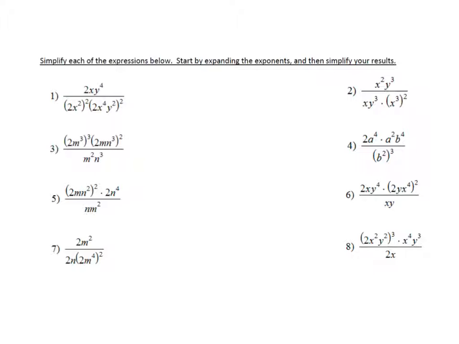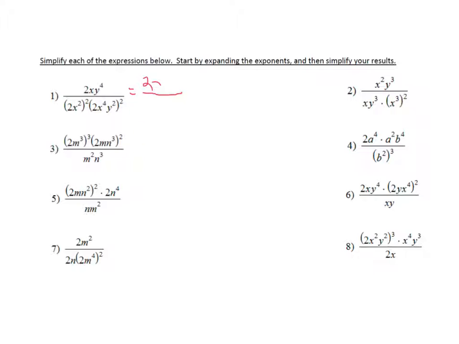All right. Simplify each of the expressions below and start by expanding the exponents and then simplifying your results. That simply means that there's going to be a little bit of work involved here. Looking at number 1, 2x times y to the 4th power over 2x squared, squared, times 2x to the 4th, y to the 2nd, squared. Well, we've got to expand those expressions for sure because that's a lot of stuff.